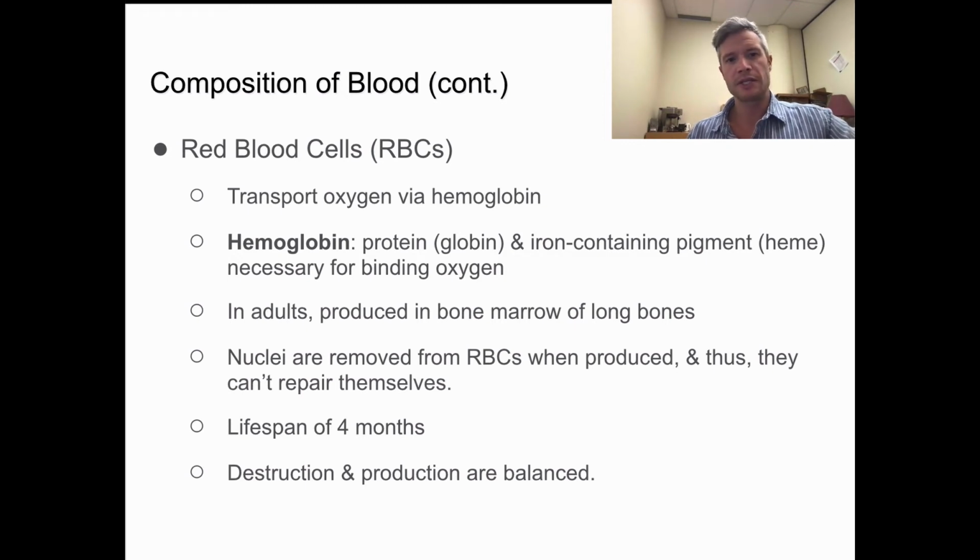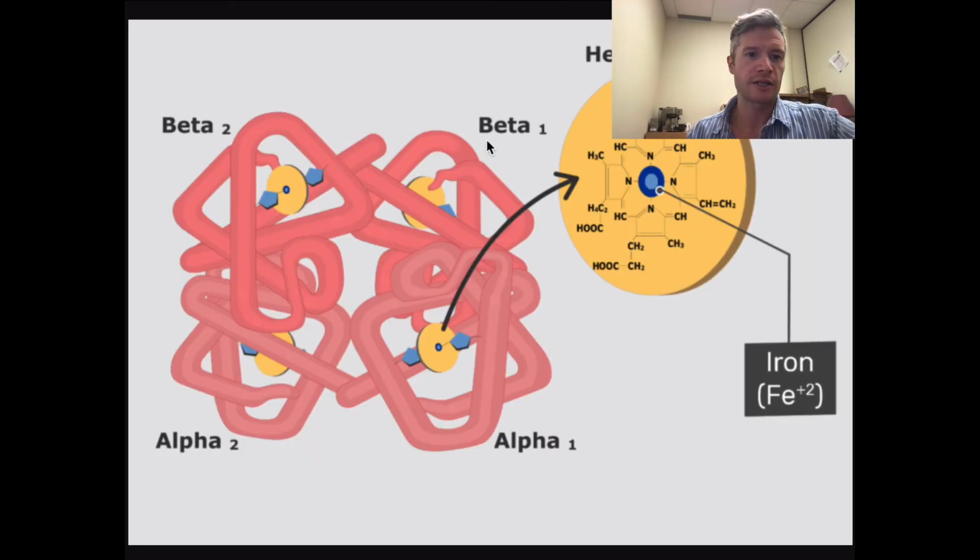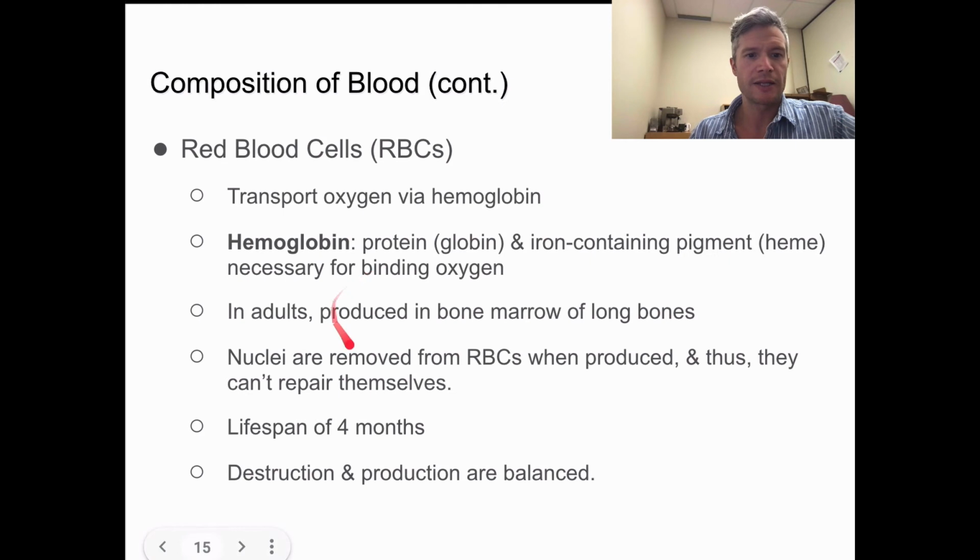And so red blood cells are comprised of hemoglobin. It's made out of heme and globin, right? The globin is the protein, and the heme part is the iron pigment or iron component of red blood cells.